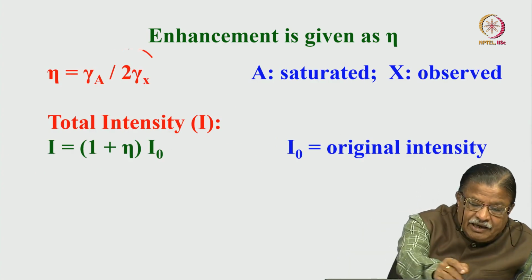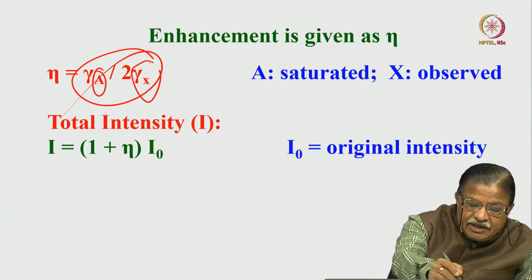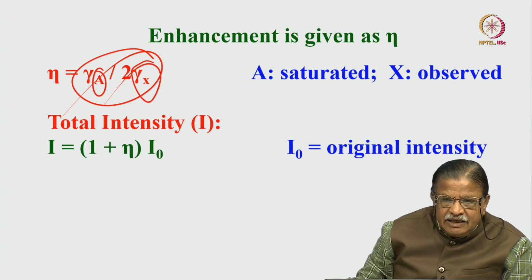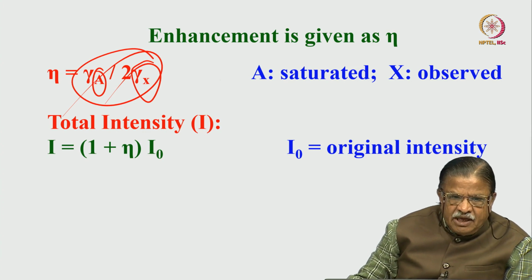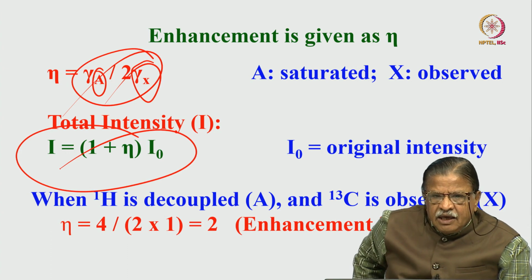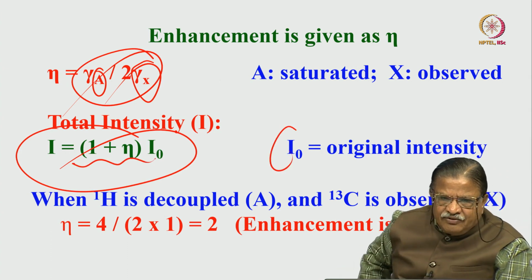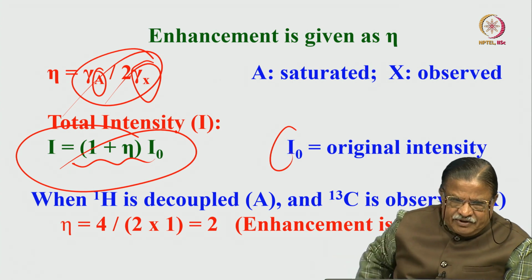Gamma A over gamma X, gamma over 1 over 2X. I saturate the A spin and observe the gain in the X spin. X is the observation. The total intensity is given by this equation. I naught is the original intensity, and 1 plus eta is the factor, that is the gain in total intensity.